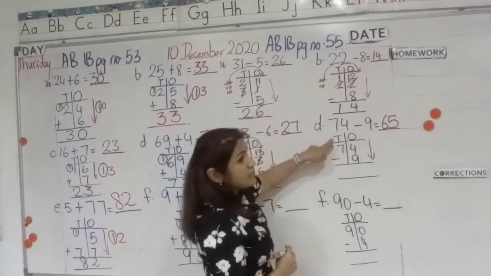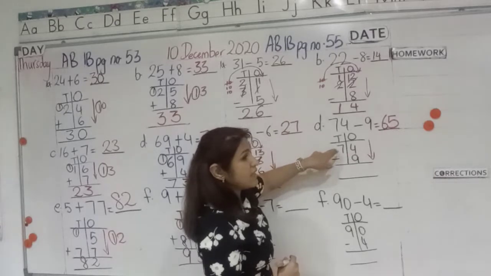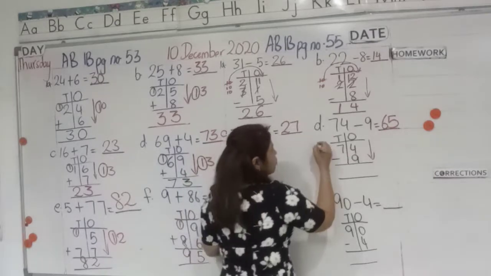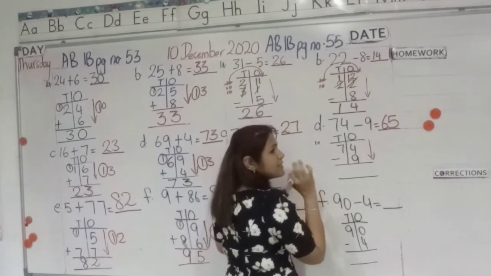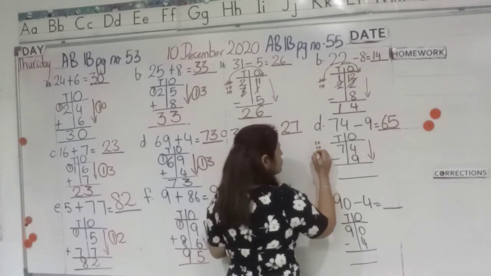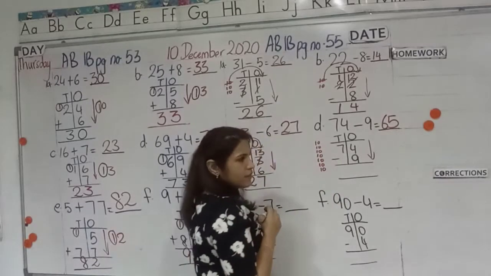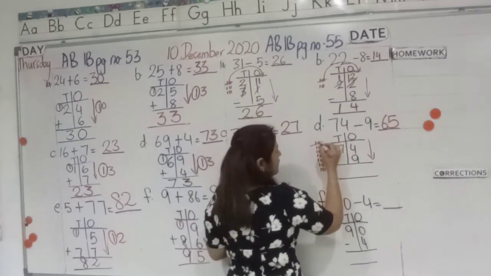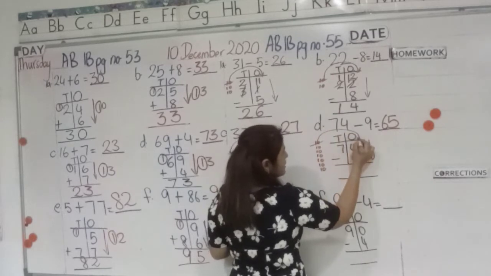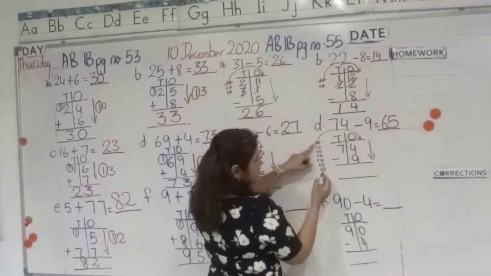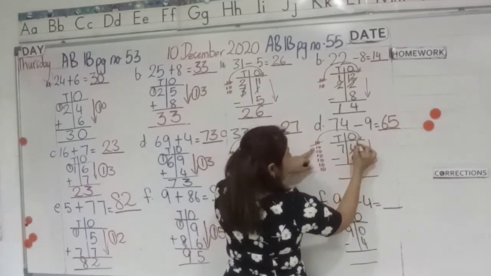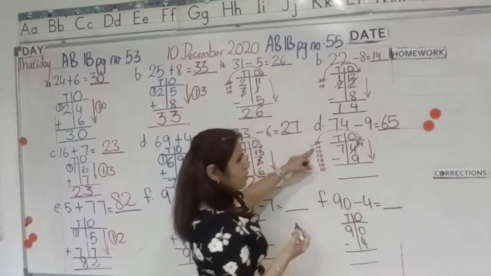7 is in tens place, so that means there are 7 tens. So you will have to write 10 7 times. 1, 2, 3, 4, 5, 6, 7. Okay, I'm going to strike this 10 and I'm going to send it over here. Now this 10 and this 4, it makes 14, a new number, bigger number, 14.